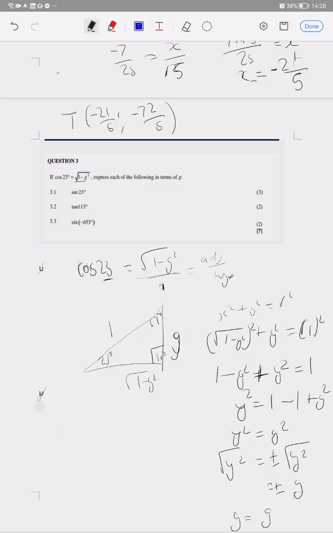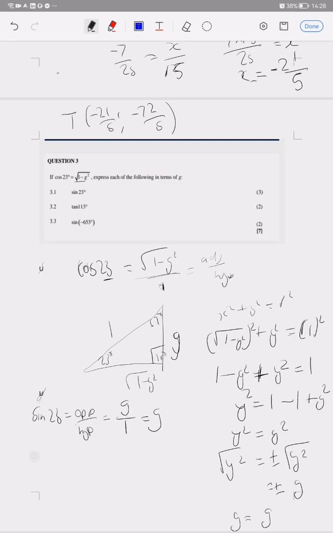Then the first question says sine 23 is equal to, what is sine 23? Opposite over hypotenuse. What is my opposite here? It is g. What is my hypotenuse? It's a 1, so it's just g.